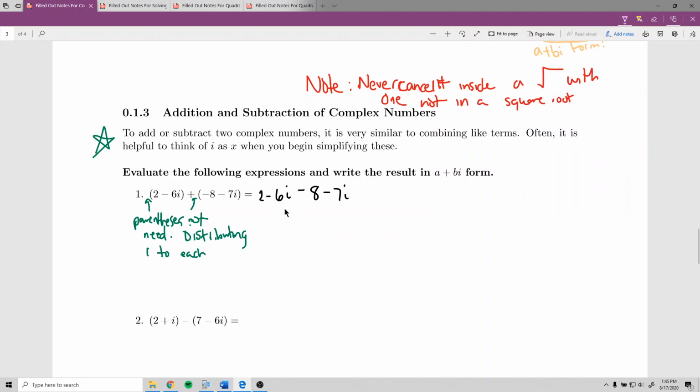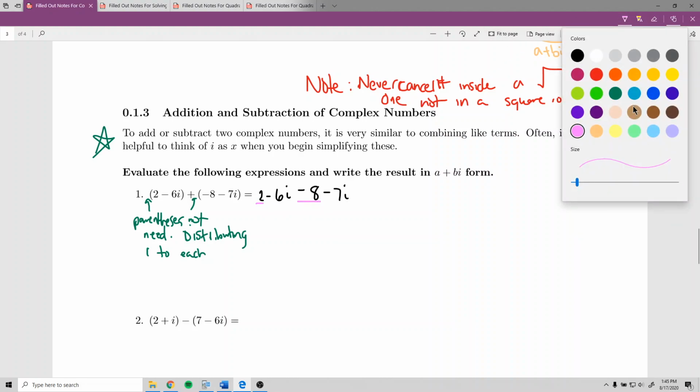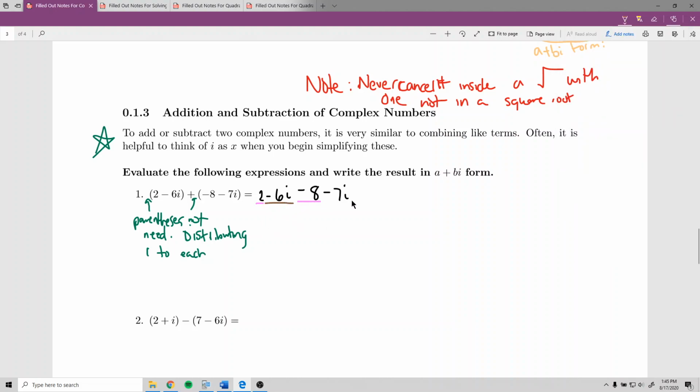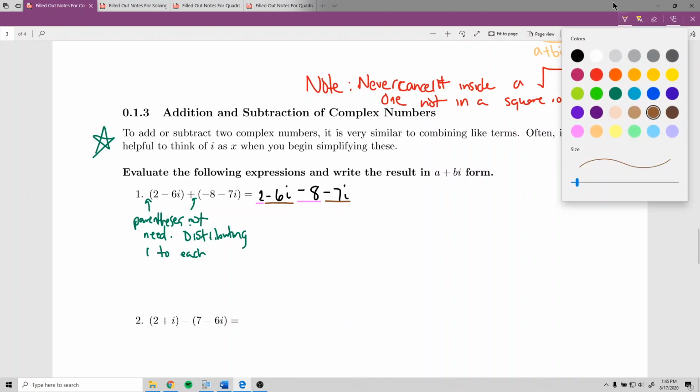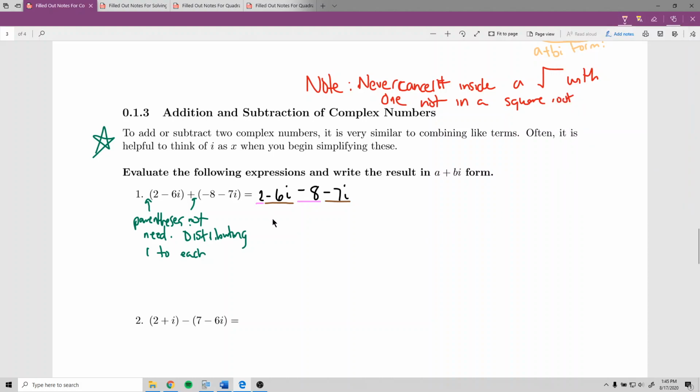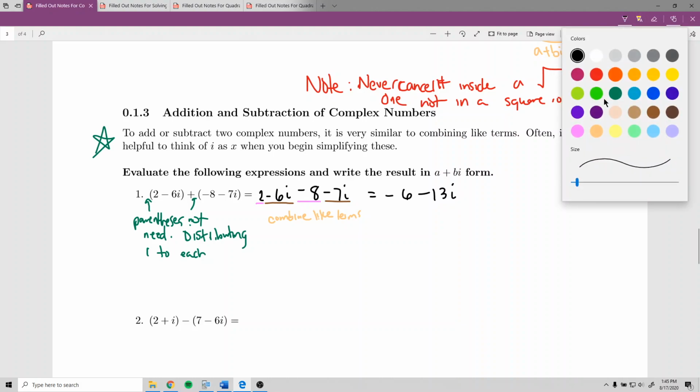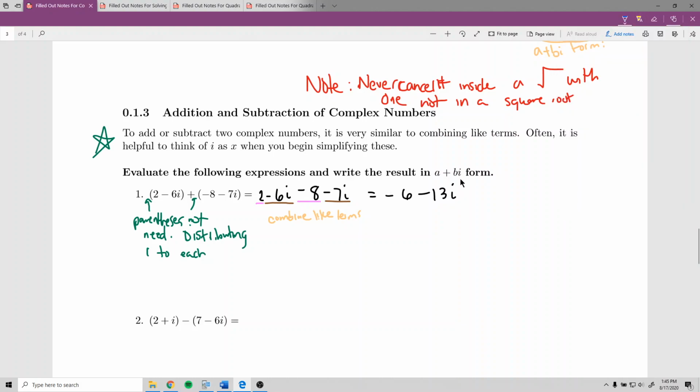And, once again, think about combining like terms. We would combine the 2 with the -8 because they don't have i. And we would combine the -6i with the -7i because they both have i, just as if they both had x. And when we do that, 2 minus 8 is -6, and -6i minus 7i is -13i. And whether you believe it or not, that's it for this problem. That's all there is to do there.